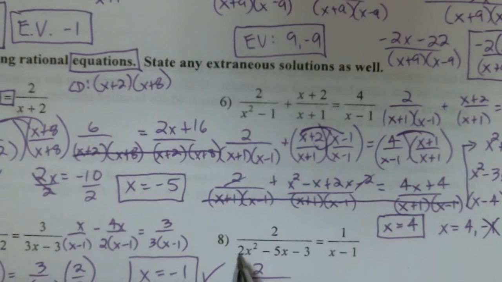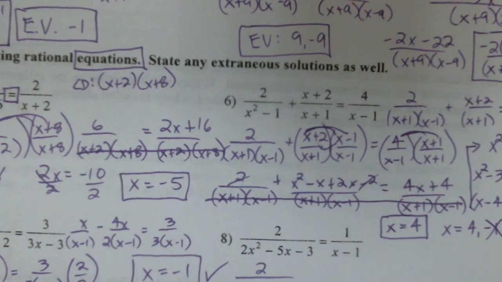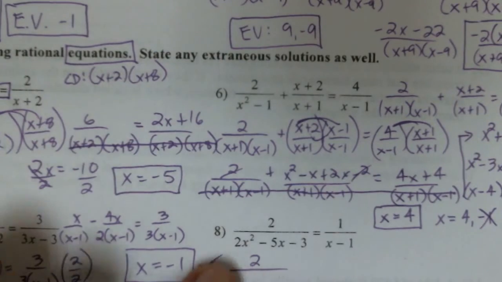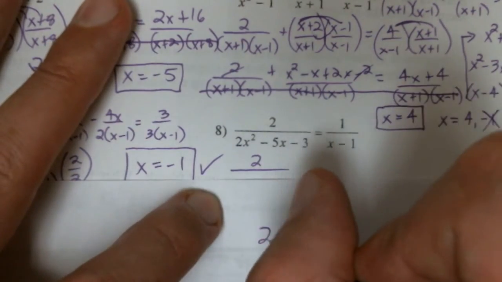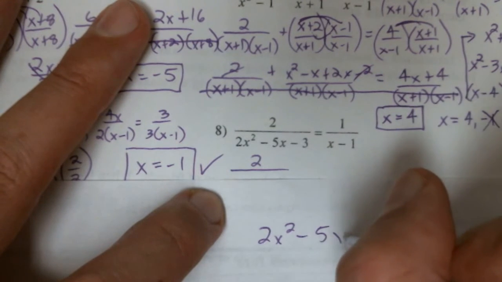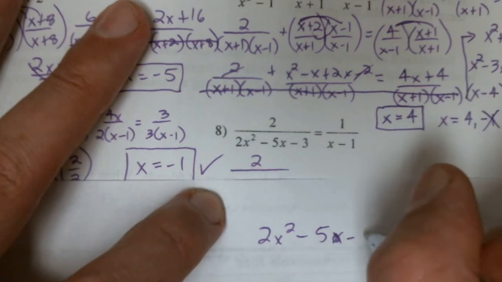Push through. I've got to factor this, okay? So how do I factor before I even get started? Actually, you know what? It's probably easier for me just to do this on a separate sheet of paper. Okay, so I'm just going to come over here and factor the 2x squared minus 5x minus 3. So let's do that real quick. 2x squared minus 5x minus 3.